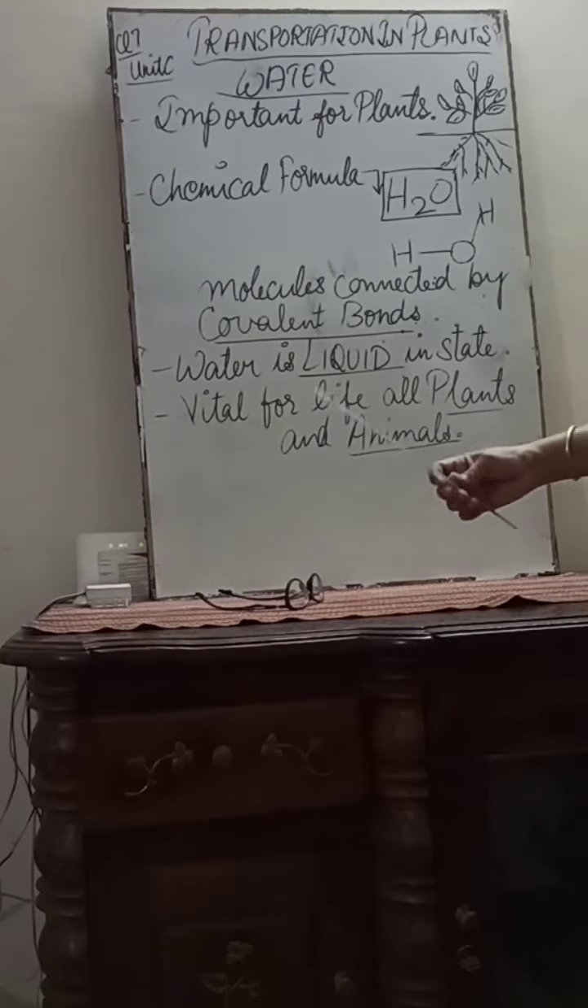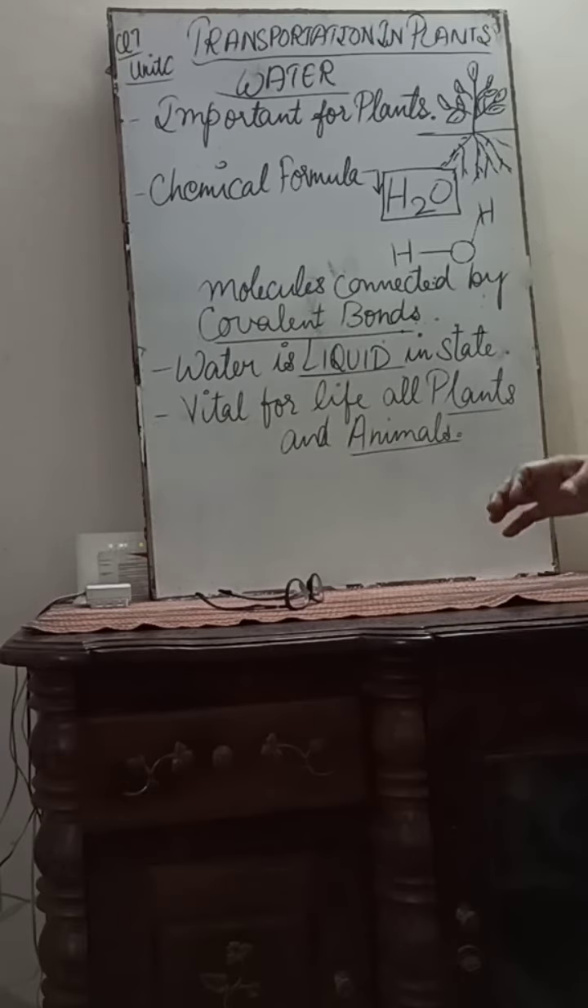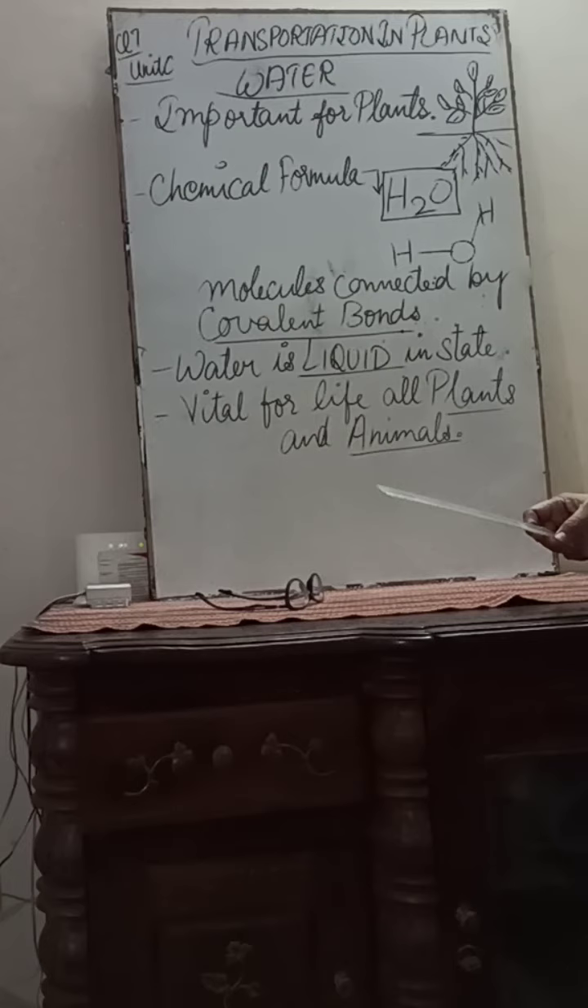Okay students, so we shall discuss the chapter unit C, that is transportation in plants. So why is water important, and what is the need of water, why is water required by the plants? So this we shall discuss. Water is important for the plants. All the plants and the animals require water for their living, for their very survival.